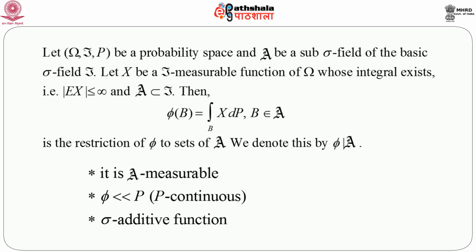Now, it is easy to see that this phi is script A measurable, and phi is absolutely continuous with respect to the probability measure P, that is, the original measure under which we are working. In other words, since phi is absolutely continuous with respect to P, we sometimes say that phi is P-continuous. These two are exactly the same thing. And also phi is a sigma additive function. So, these are a few properties which are immediately obvious with respect to the phi function.